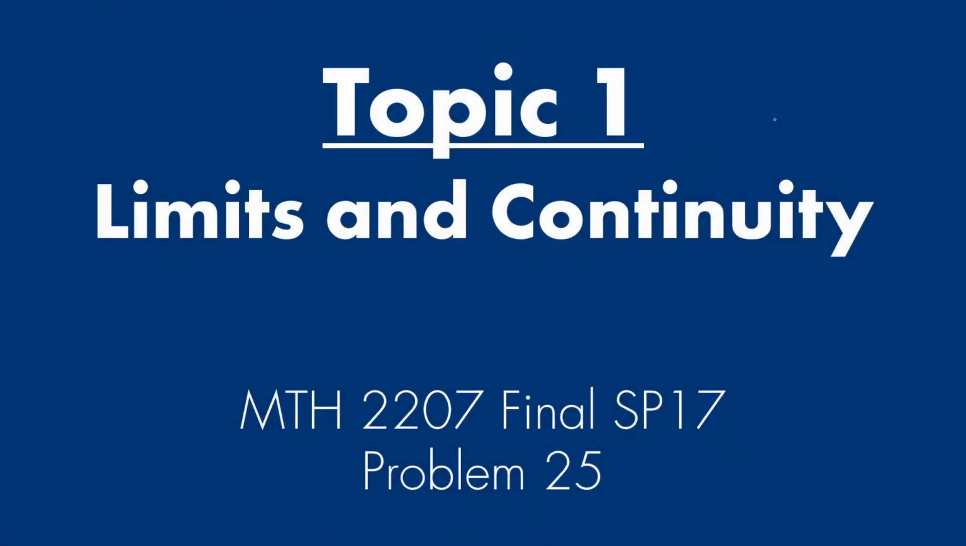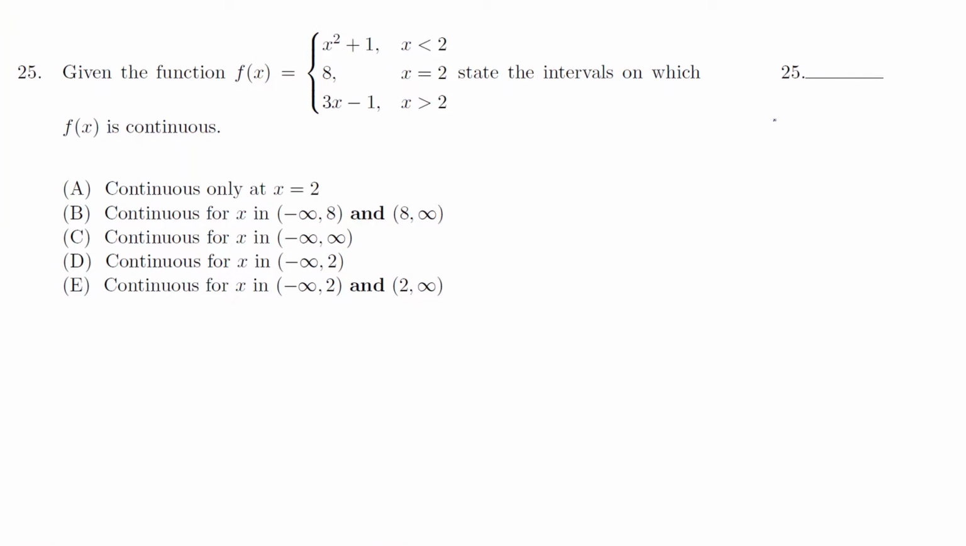So let's do this. The first problem and the first topic is limits and continuity. We're going to be focused on problem 25 from final SP17. We have this piecewise function: x squared plus 1, 8, and 3x minus 1, those three things in particular. And we need to state on which interval function f of x is continuous.